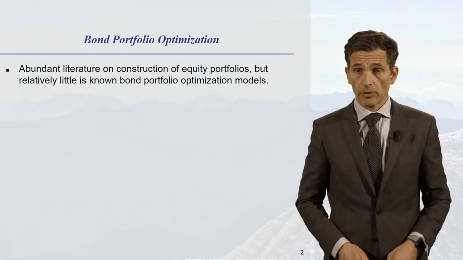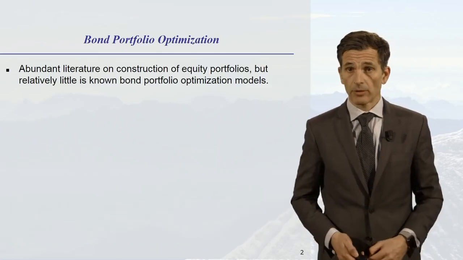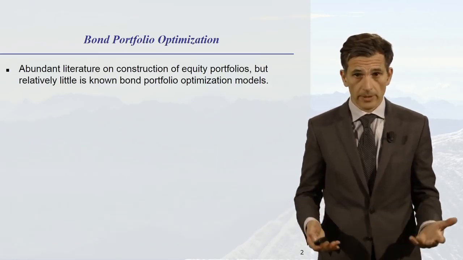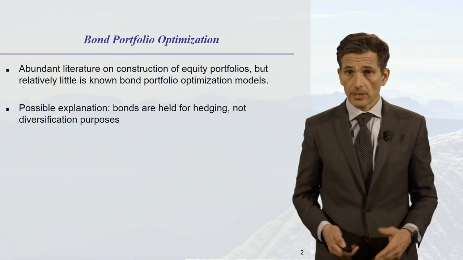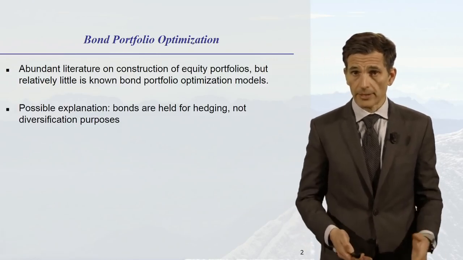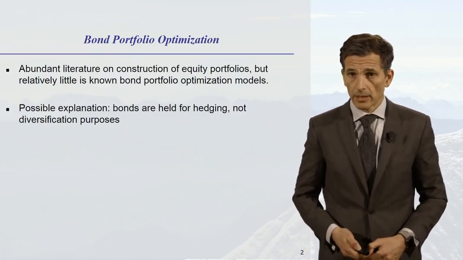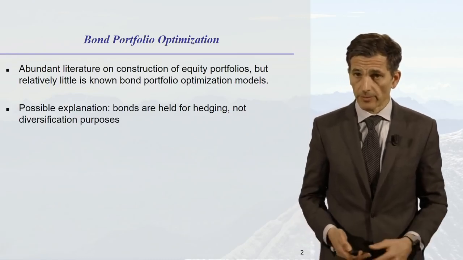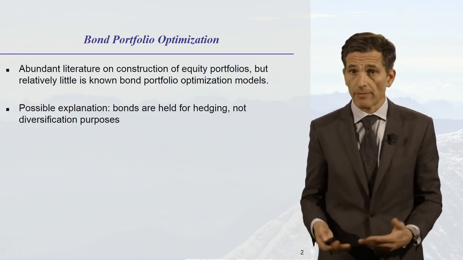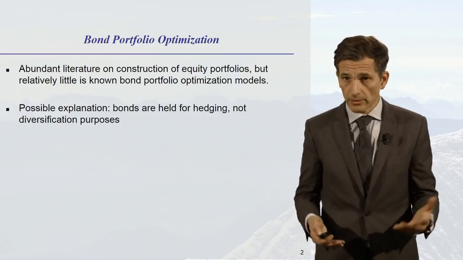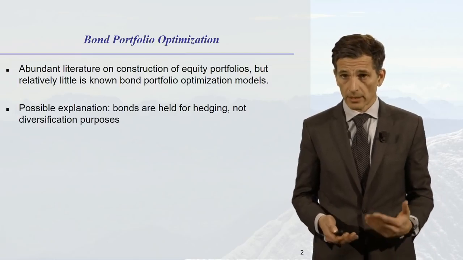There's actually much less academic research on bond portfolio optimization models compared to what is available in the equity universe, where there's a lot of understanding of how we should optimally construct portfolios. It's not totally clear why so much interest has been and can be found in equity portfolios and much less in bond markets. One possible explanation, which is not fully convincing, is that most investors would hold bonds for hedging purposes as opposed to diversification purposes. So, in this spirit, the focus would be on duration matching, for example, as opposed to maximizing risk-reward ratio.